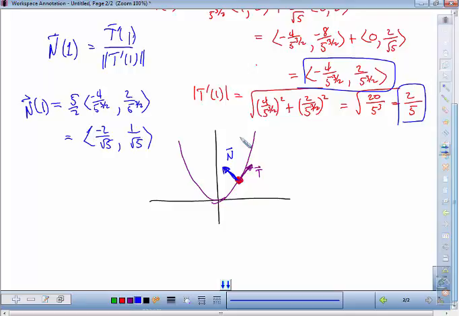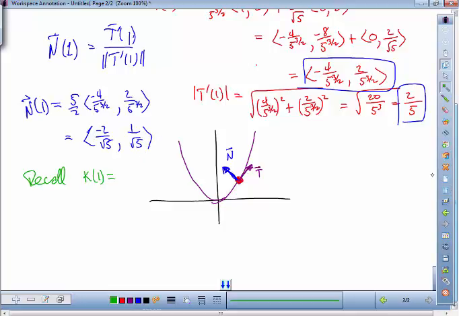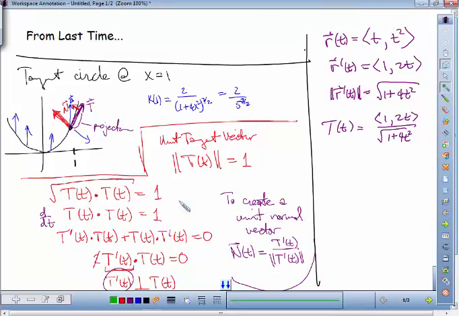So, what was our kappa again? What was it? Oh yeah, but I thought we computed it for this particular problem. Kappa was 2 over 5 to the 3/2 power, right? From last time.